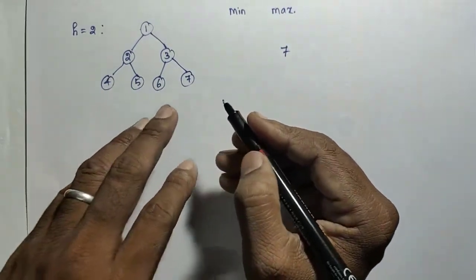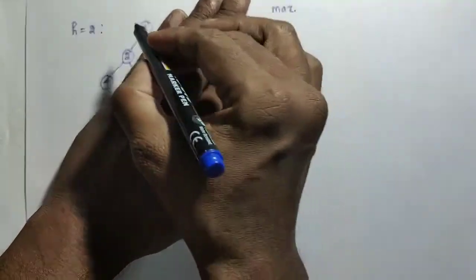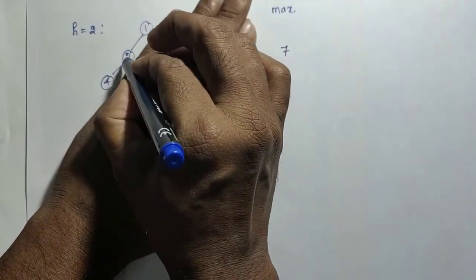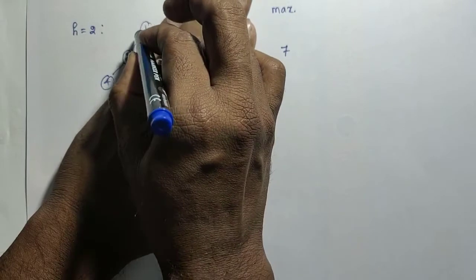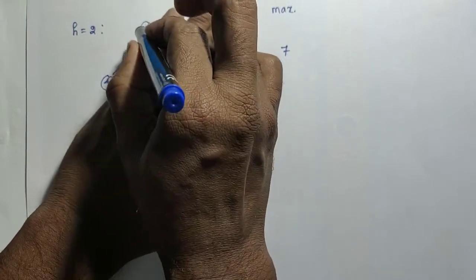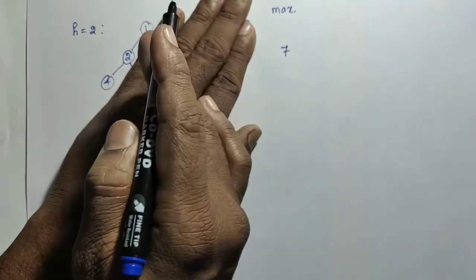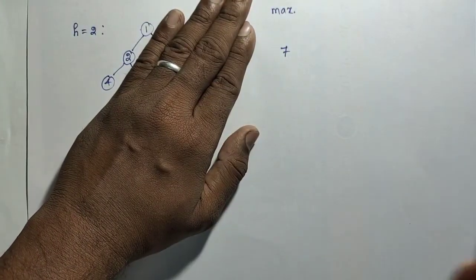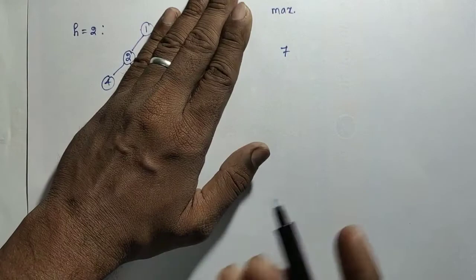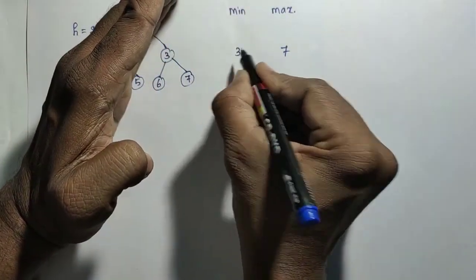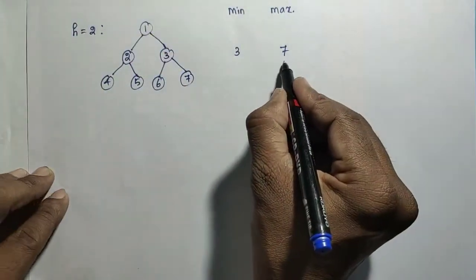Minimum means you only fill the left child. So 1 and then 2 and then 4. So minimum 3 nodes I need to complete the height 2. So if you are always skipping the right child, always adding the left child alone, minimum I need 3, maximum is 7.